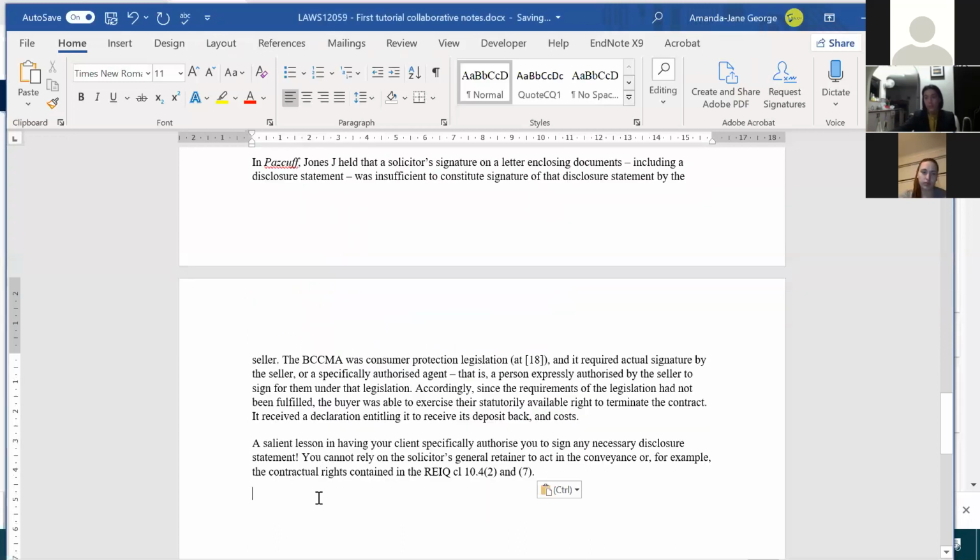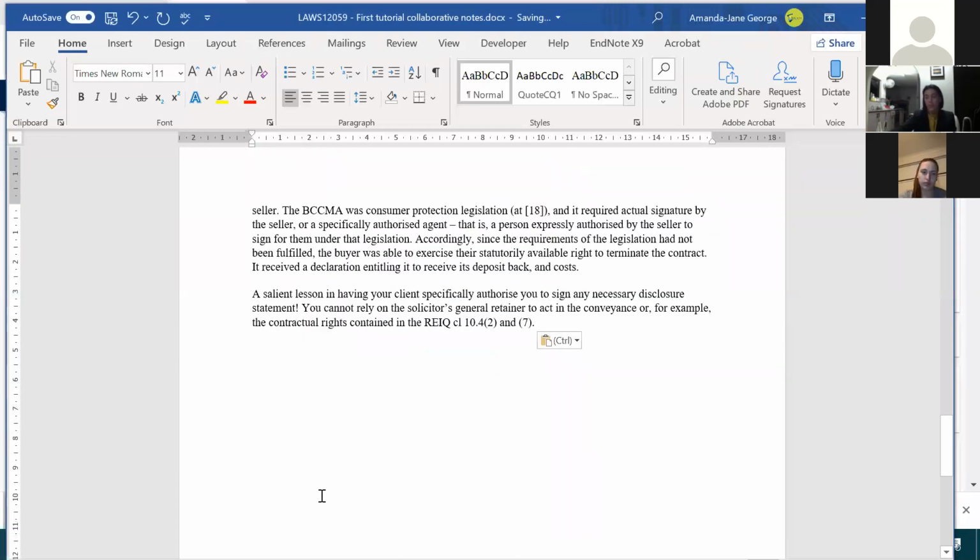All right. Salient lesson indeed, having your client specifically authorize you to sign any necessary disclosure statement. Also a salient lesson in looking at the terms of the legislation to work out that you actually have to serve the thing before they've entered the contract.